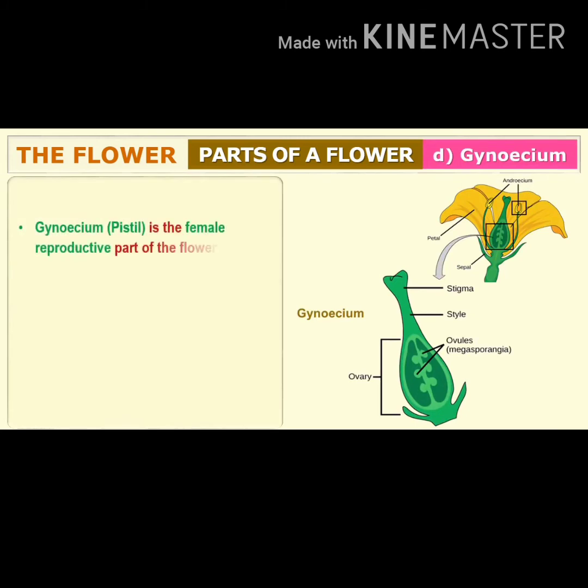Next comes the female part of a flower, that is gynoecium. Gynoecium is otherwise known as pistil, which is the female reproductive part of the flower and is made up of one or more carpels. A carpel has three parts: stigma, style and ovary. In this picture you can see stigma, style and ovary.